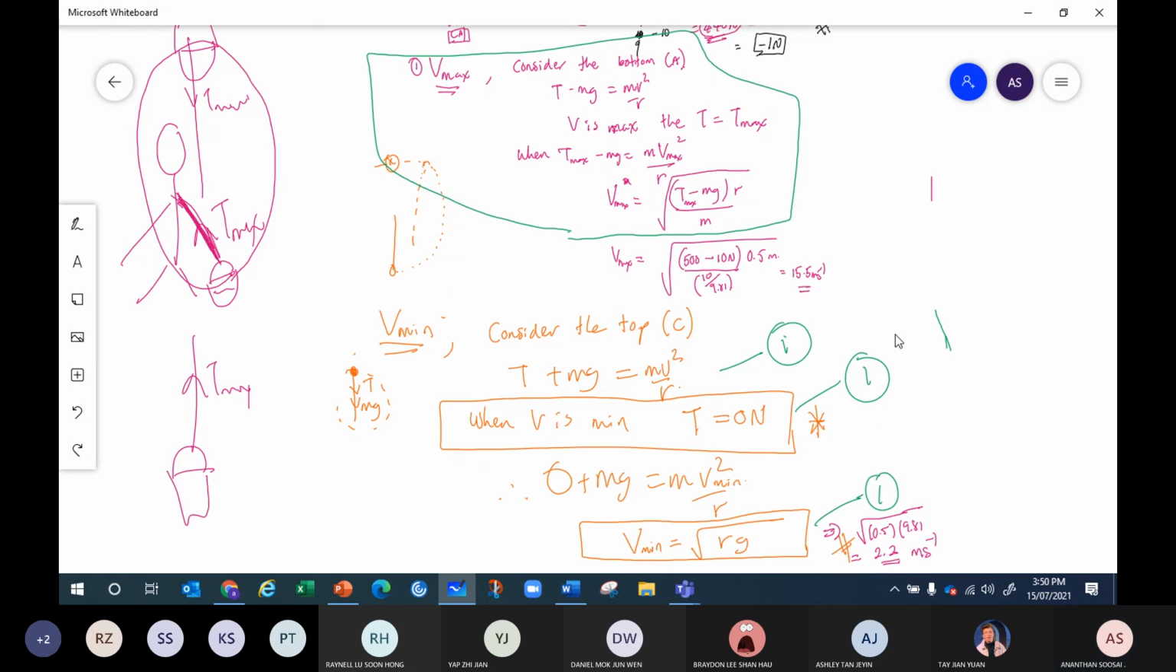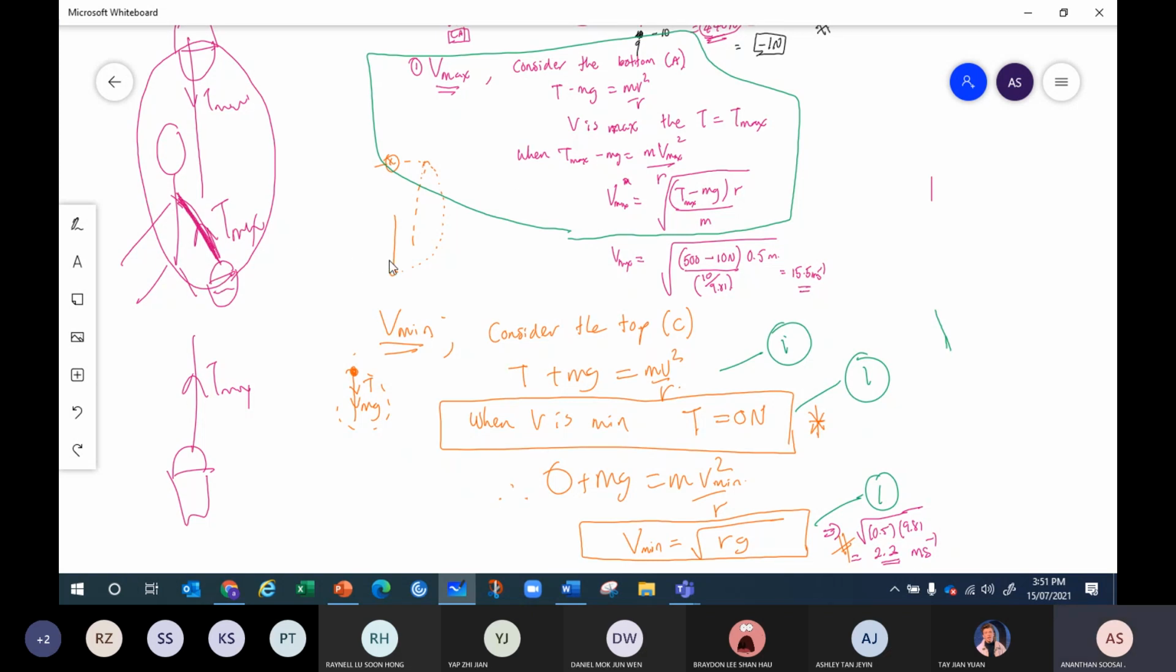Okay, let me add another question from this system. Listen carefully. Just now your friend is holding a string of 0.5 meter and he has a weight of 10 Newton at the edge, and you advise him that the Vmax is 15.5 and V minimum is 2.2. Now your friend heard this advice, but unfortunately, before he whirls it, he changed the weight from 10 Newton to 20 Newton. But he follows your suggestion. You take Vmax 15.5, you take V minimum 2.2.